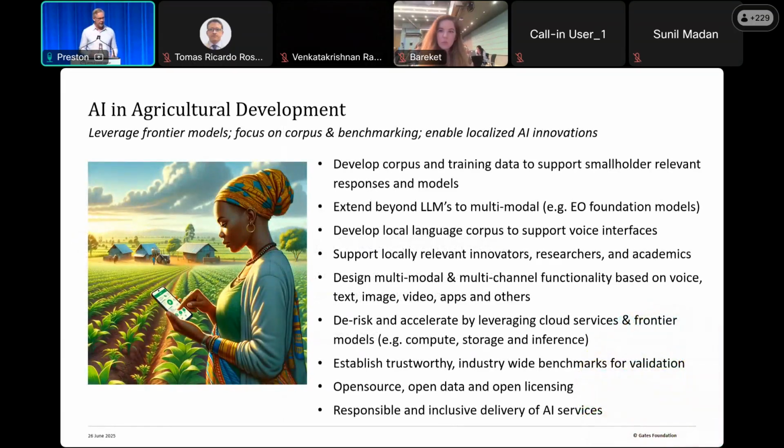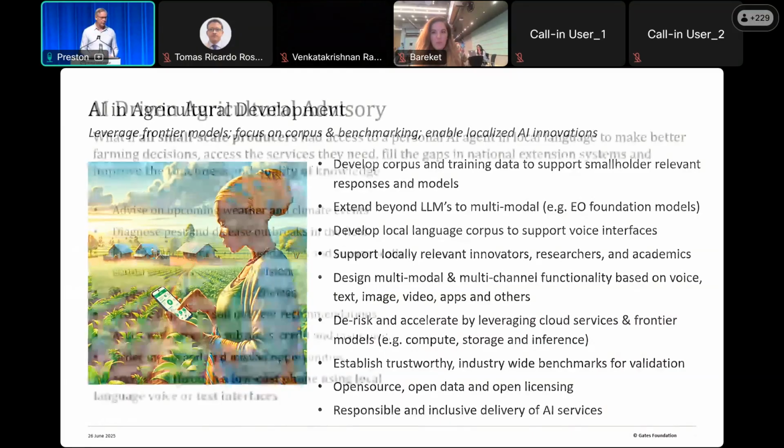There's lots of other places where these foundation models and these transformer architecture techniques can be applied. And coming into that with general principles around, we need to develop data corpus. We want to think about multimodal models, supporting locally relevant innovations, de-risking by leveraging the frontier models that already exist and not building new models from scratch. Building validation and benchmarking methods, open source and responsible delivery of AI. So just some of the principles that we're working from.